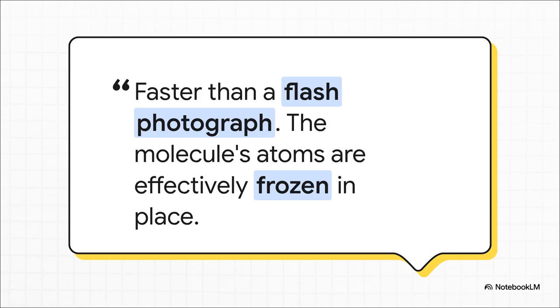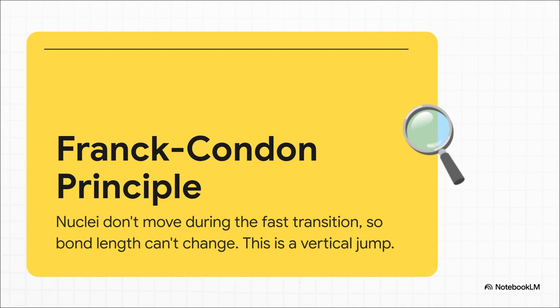For that tiny instant, they're essentially frozen in place, just like in a high-speed flash photograph. And that idea, that the atoms are frozen solid during the jump, is the absolute core of something called the Franck-Condon principle. Because the atoms don't move, the distance between them, the bond length, can't change during the transition. So if you draw this on an energy diagram, the jump has to be a straight vertical line up.